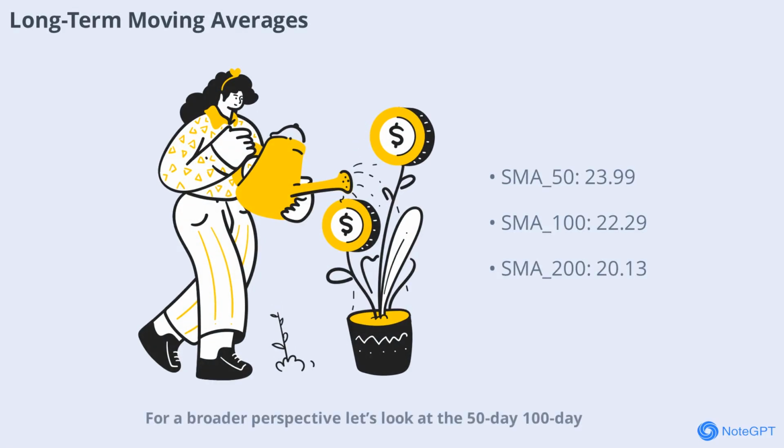For a broader perspective, let's look at the 50-day, 100-day, and 200-day moving averages. The 50-day SMA is 23.99 and the EMA is 23.27. The 100-day SMA is 22.29 and the 200-day SMA is 20.13. These longer-term averages provide a sense of the overall trend. MVLL's current price is below the 50-day average but above the 200-day, suggesting a recent pullback within a longer-term uptrend. This context is important for investors considering longer holding periods.